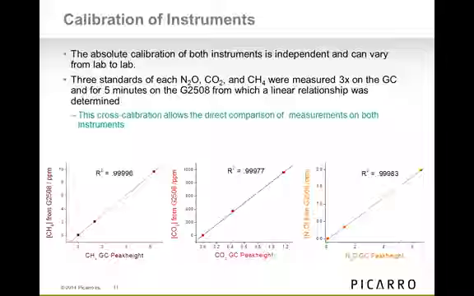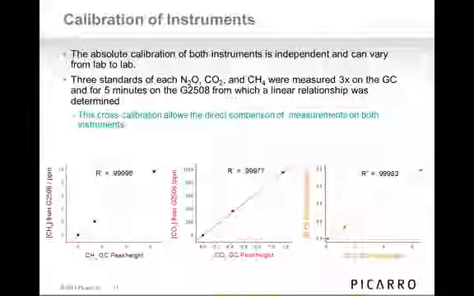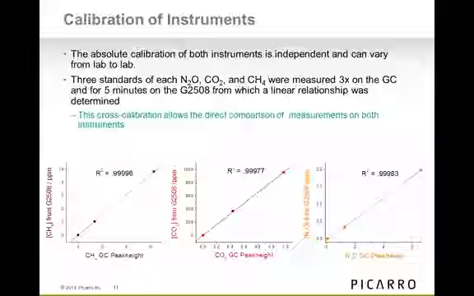And then we do that with all 9 samples and then fit a linear relationship to what we measure on the G2508 to what you measure on the GC. We actually can see that we get really strong measurements for the linearity between the 2 analyzers, which is very important. And the R-squared values are close to 1.